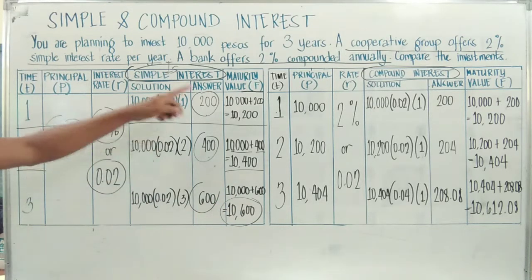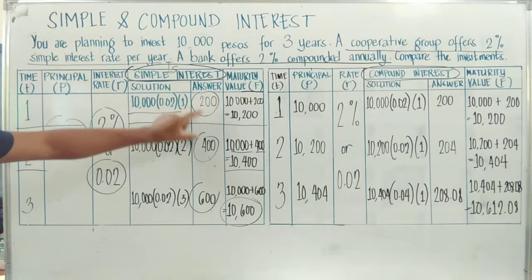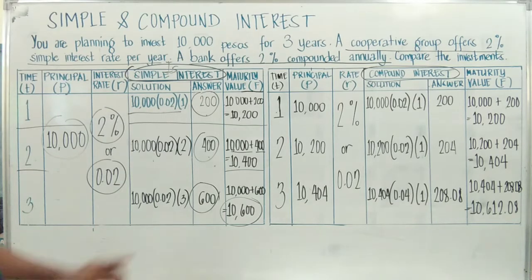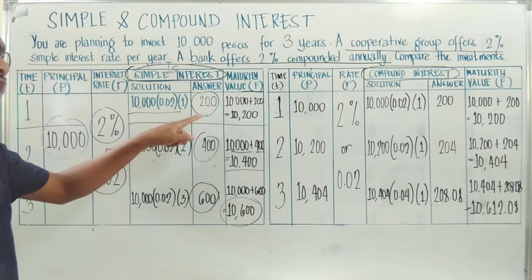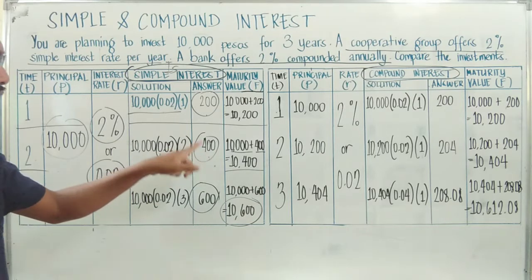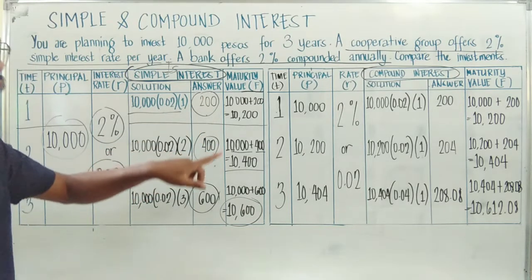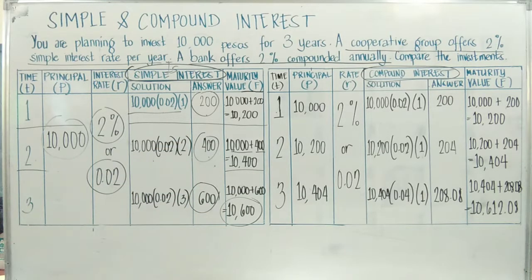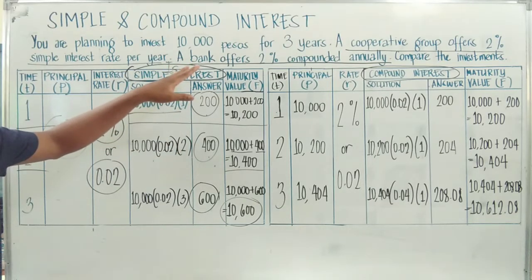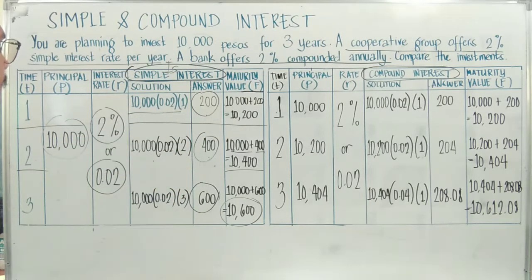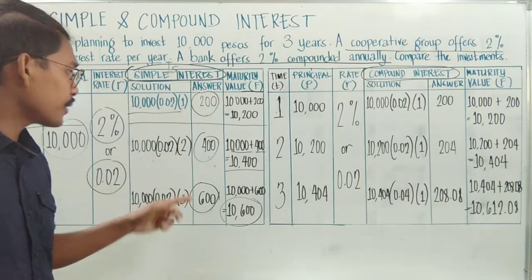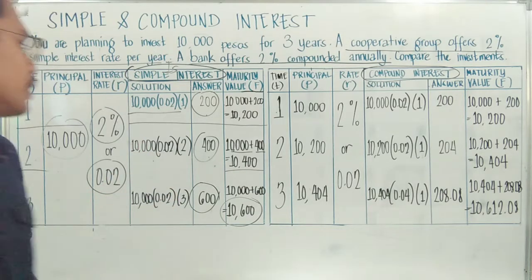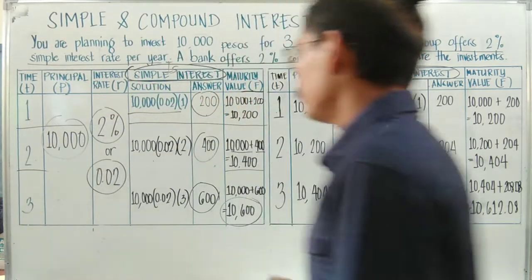Okay? So if you can see, the money earns 200 pesos each year. So 200 from the first year, another 200 in the second year, so it becomes 400, then another 200 in the third year, and it becomes 600. Okay? So this is the basic concept behind simple interest. The money earns a constant value. Okay?